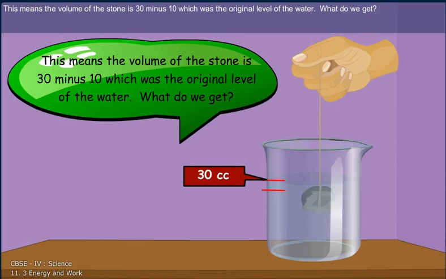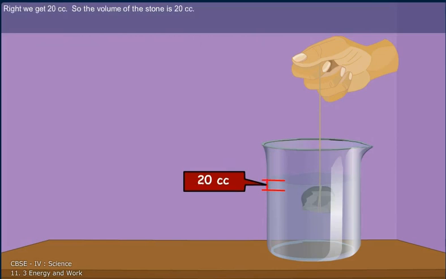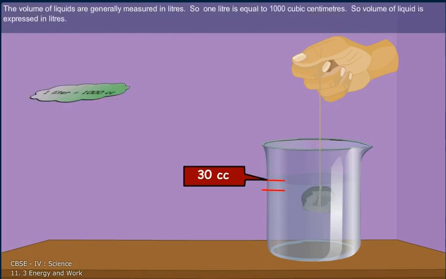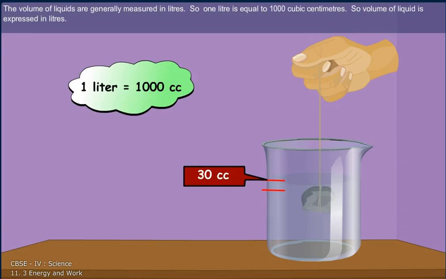What do we get? Right, we get 20 cc. So, the volume of the stone is 20 cc. The volume of liquids are generally measured in liters. So, 1 liter is equal to 1000 cubic centimeters. So, volume of liquid is expressed in liters.